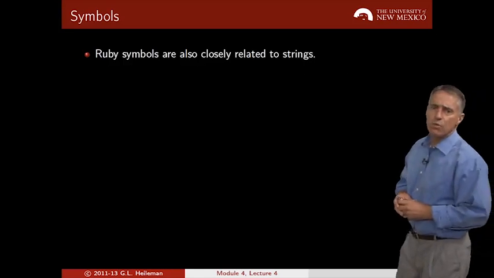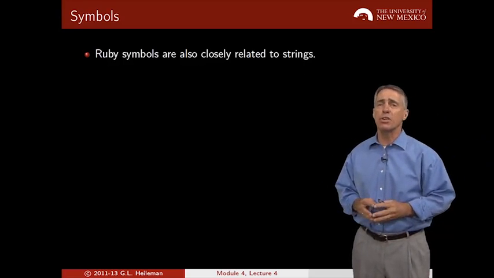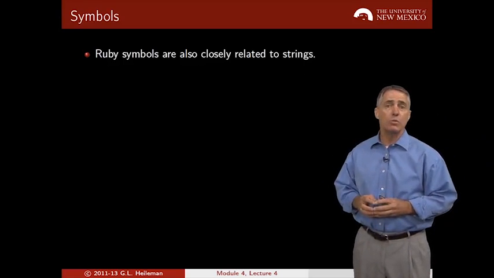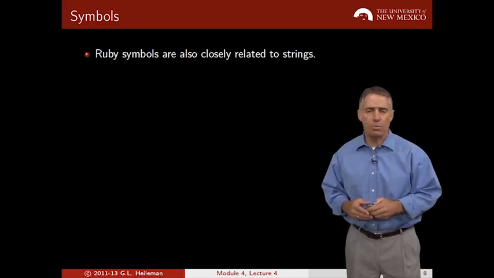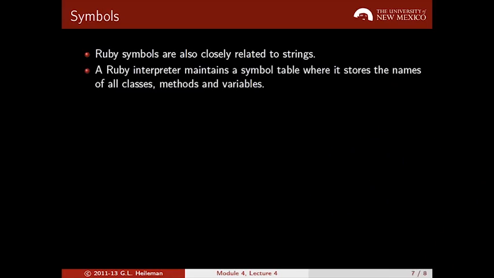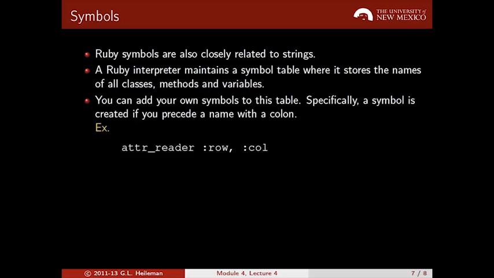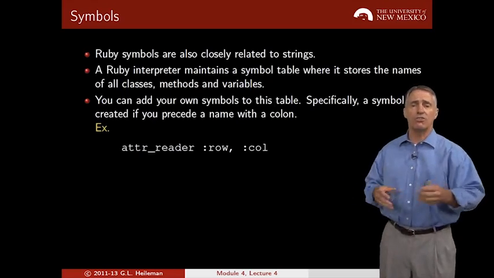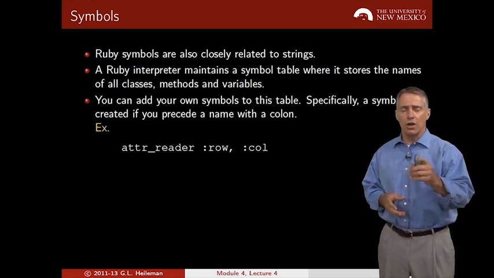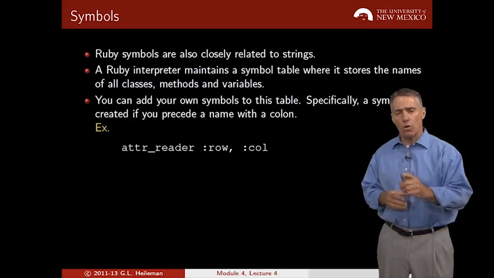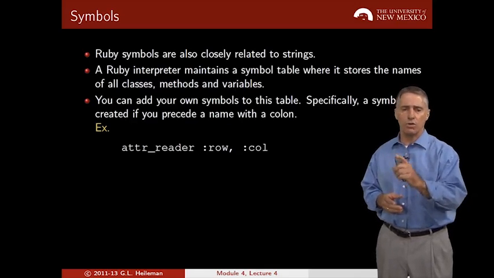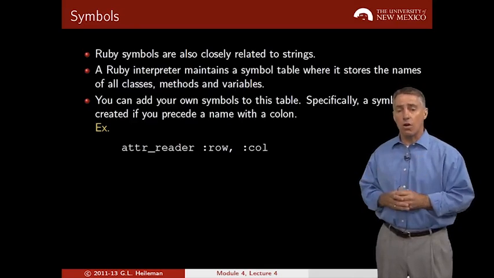Now, symbols in Ruby are closely related to strings. Remember we said that strings are mutable in Ruby, and Ruby symbols are non-mutable. So what happens is that the Ruby interpreter maintains a symbol table where it stores the names of all classes, methods, and variables. And you can add your own symbols to this table. So here's how you do it. And you've already seen this when we discussed attribute reader and writer. So the :row and :col in here, these are symbols in Ruby.